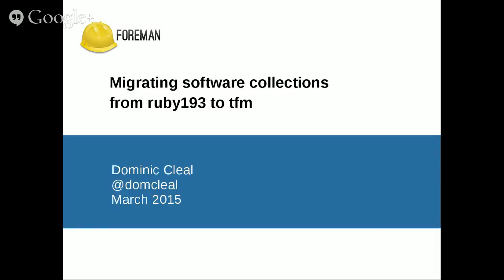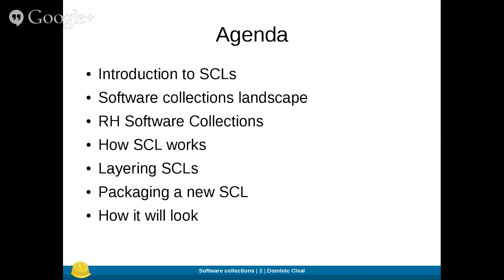The talk's going to require some level of familiarity with RPM packaging and RPM builds. I'll introduce software collections themselves. So we're going to start with an introduction to software collections, how they're used in the landscape, how they're published, how they work, and how we layer multiple SCLs on top of each other, how we package new software collections, and how this is going to look in Foreman 1.9.